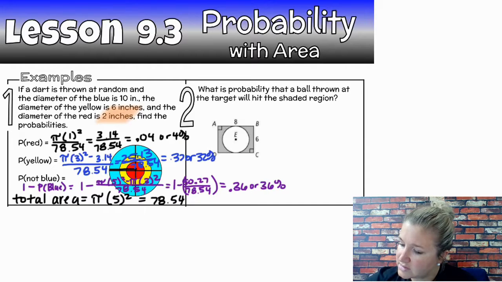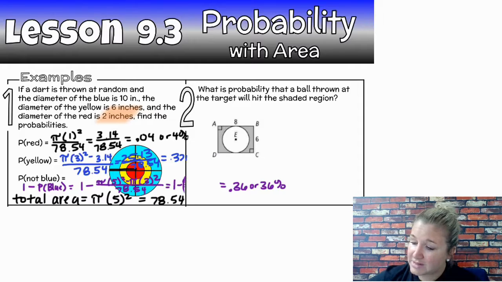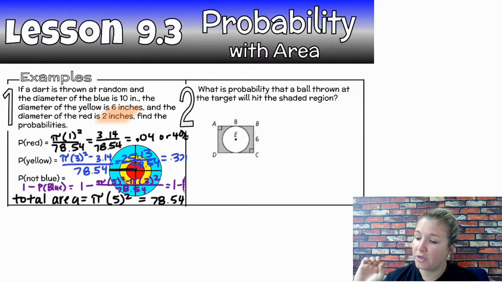I'm going to erase this so I have room to work over here. All right, so the rest of them are not as involved, just because of all the pi and all that good stuff. So we're going to find the probability that a ball thrown at the target will hit the shaded region.